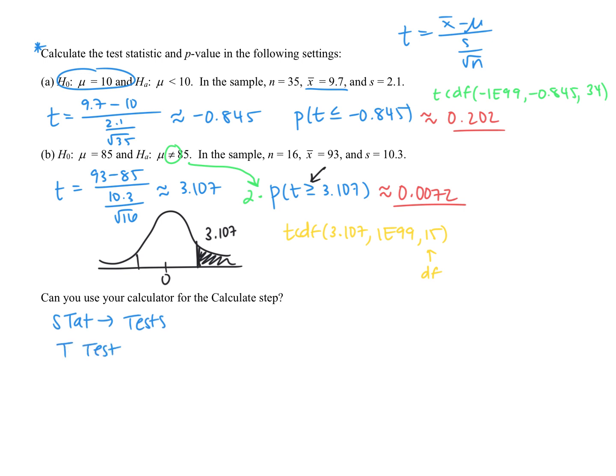Then you have data versus stats. Right here, we do not have the raw data, we just have the statistics, so you will choose stats. Then it's going to ask you to put in the null, which is 85. It's going to ask you for the sample mean, which is 93, the standard deviation, the n-value, and then you could choose two-tailed test. When you go to calculate, you should get this same p-value that we got of 0.0072.